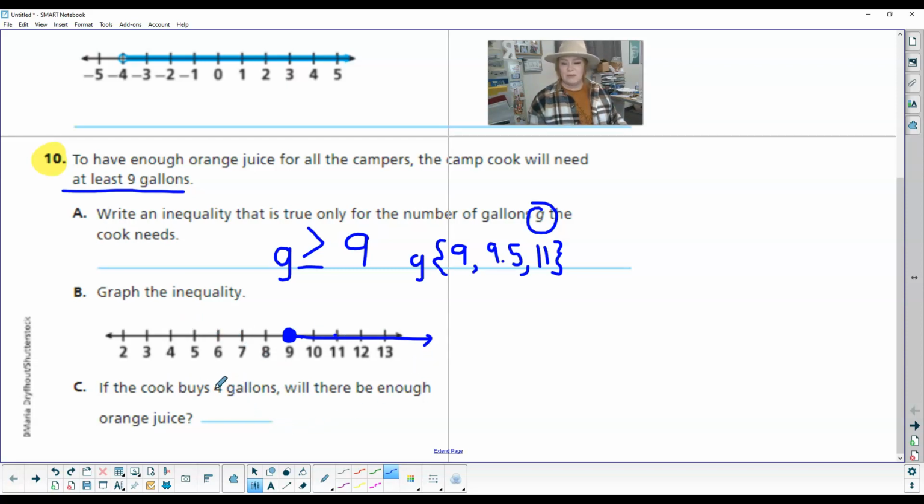If the cook buys 4, will that be enough? Well, 4 is over here. That is not included in my solution. So no, that will be less than half of what they need to feed everybody.